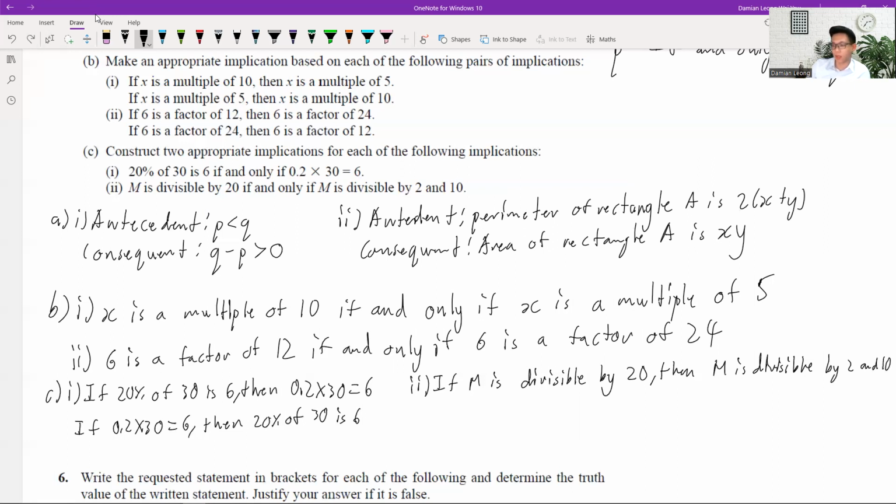Okay. The other one is the other way. If M is divisible by 2 and 10, then M is divisible by 20. That's how we separate the if and only if implications. So they can ask you in either form. Make sure you know how to separate and also how to combine.